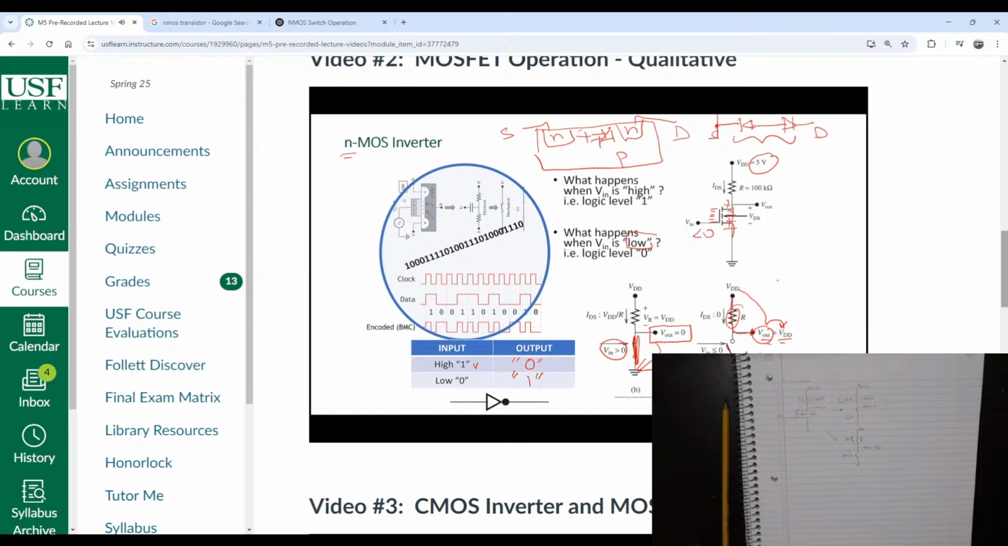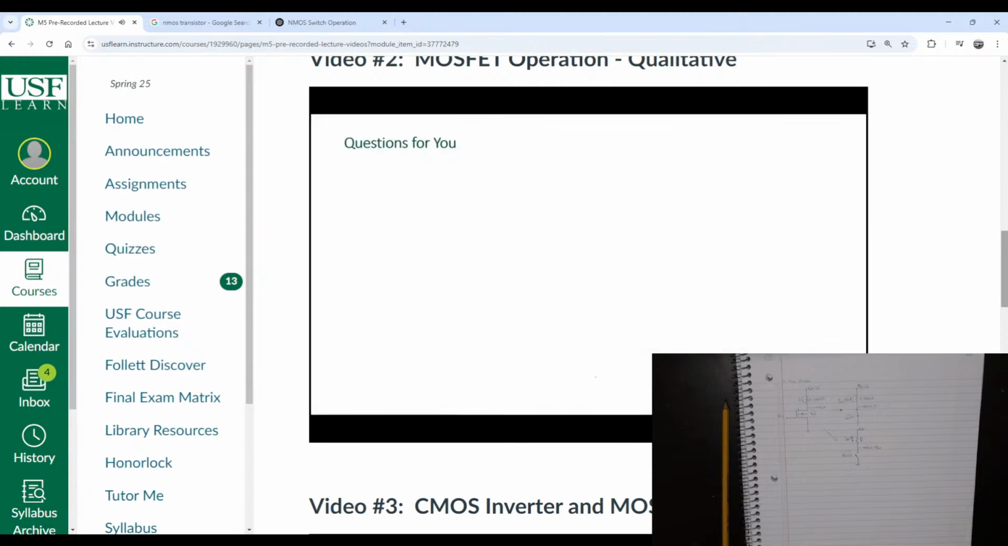So as you could have guessed from the name, the NMOS inverter, if you take an NMOS device, it can act as an inverter. If you put in a high, it gives you an output of a low. If you put in a low, it gives you an output of high. And with that, we've come to the end of this video. So let's give you a couple of questions.